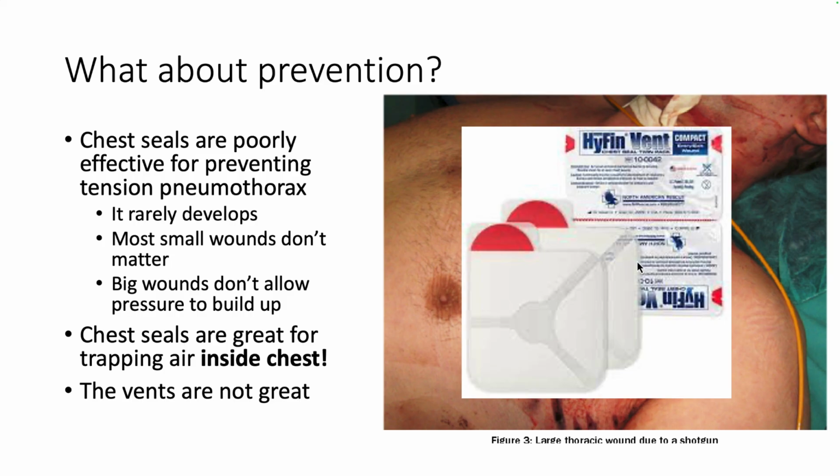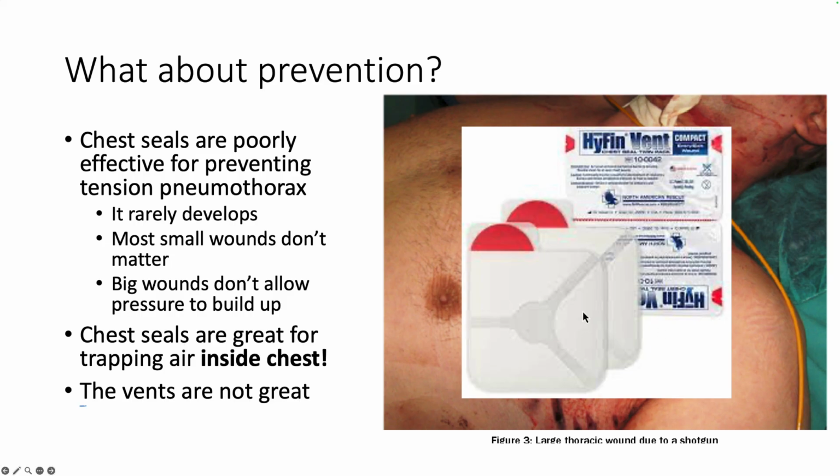There's no air moving in or out. But a big wound doesn't allow pressure to build up. And so that causes some problems, because if we have a large wound like we saw in the patient in the picture and we put a seal over that, now that is sealed, that patient can develop a tension pneumothorax.